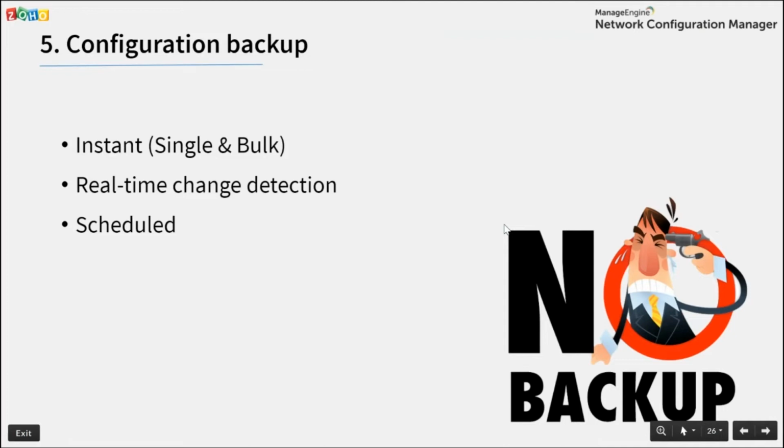So let's quickly move into configuration backup. With the configuration backup in NCM, you have three different options. You can either instantly back up configurations of single or multiple devices simultaneously, or you can back up configuration using real-time change detection, where NCM will automatically detect changes made to any of the configurations of your devices and instantly trigger a configuration backup. Or you can schedule configuration backups based on your network's or business's requirements.